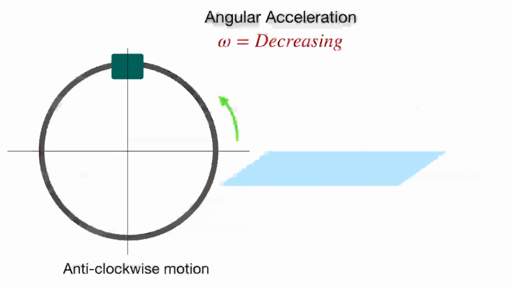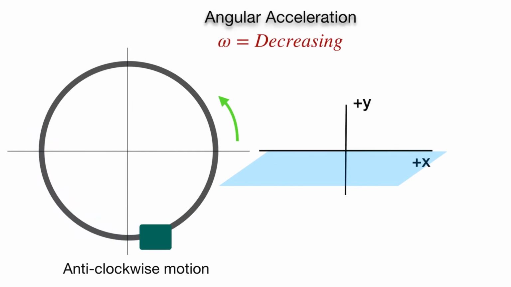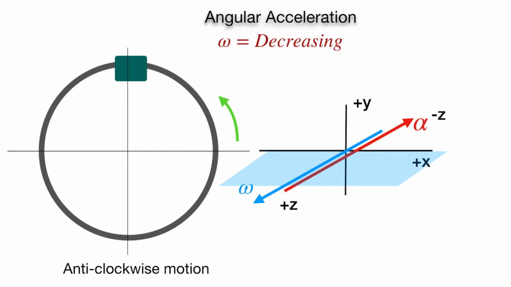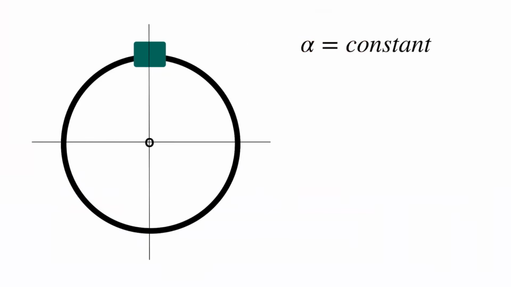Now let's take the third case where the angular speed or angular velocity is decreasing. The motion is again anticlockwise direction, and here we see the direction of angular velocity is opposite to the direction of angular acceleration. Or the direction of angular acceleration is opposite to the direction of angular velocity. Because of this, as time passes, the angular velocity keeps on decreasing, or angular speed keeps on decreasing. Now in this case also, if we assume that alpha is constant, it means the rate of decrease in angular velocity is constant.